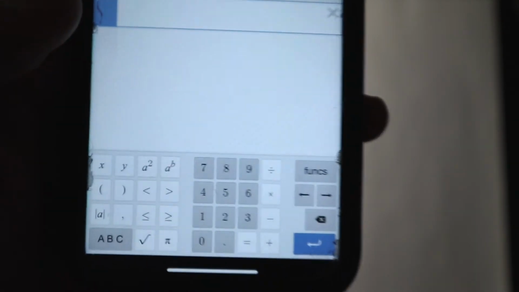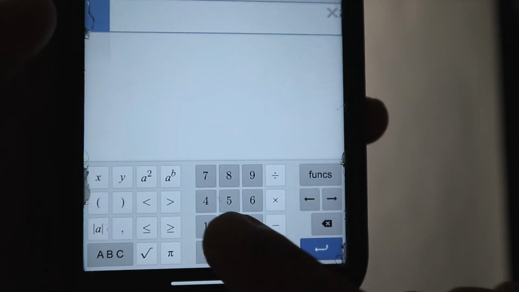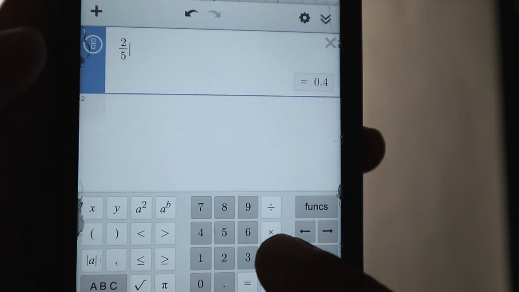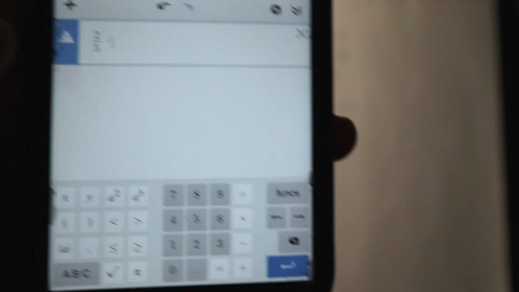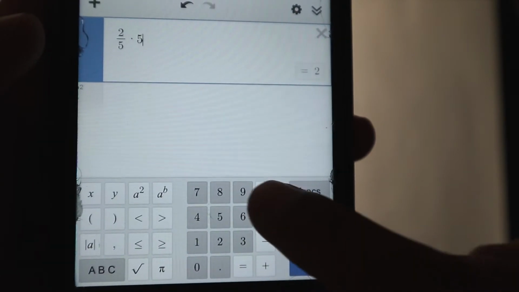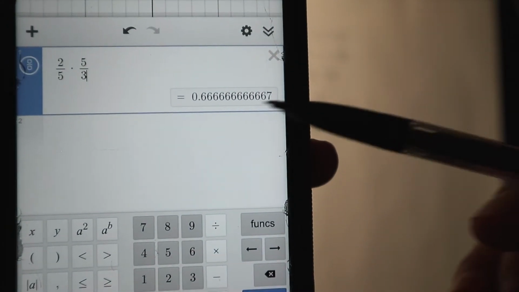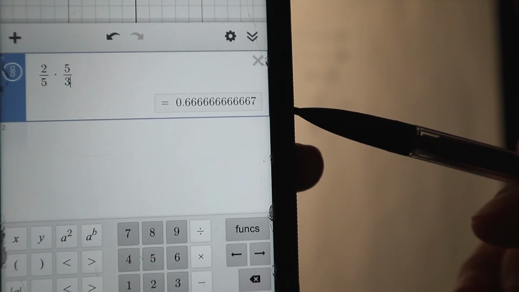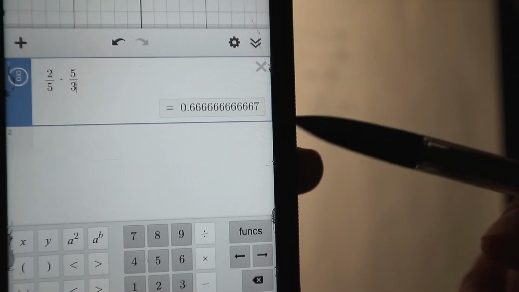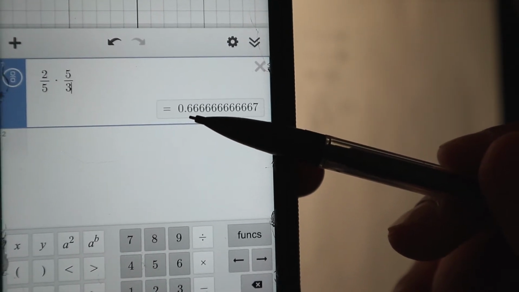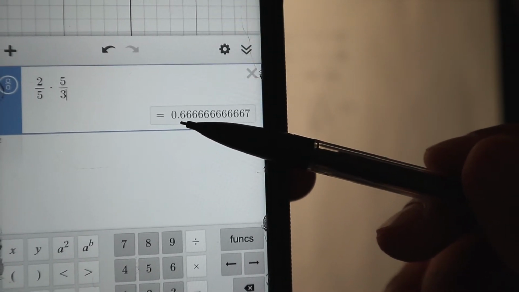Well, you're going to put 2 over 5, like this. You tap on the right, and you find a multiply sign, and then you put 5/3. Like this, and then boom, the answer pops up. But could you give me 2 decimal places when you write your answer? I don't want you to write all the decimals. Just put 2 numbers after the decimal point.